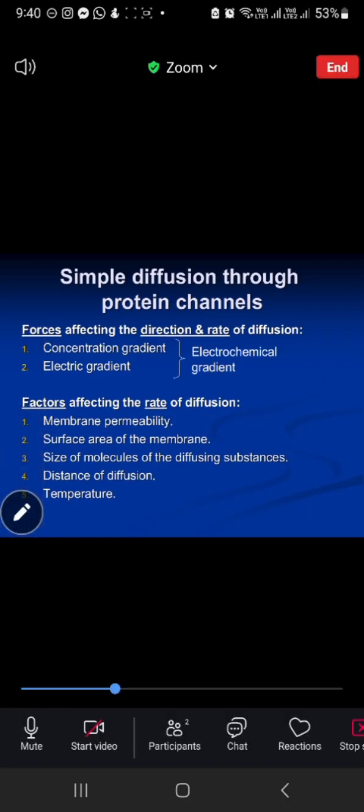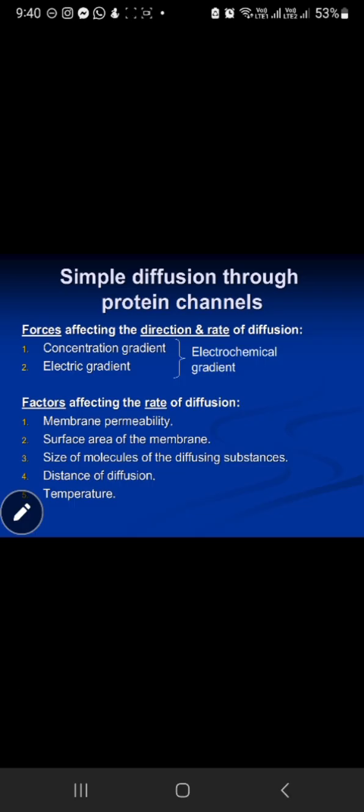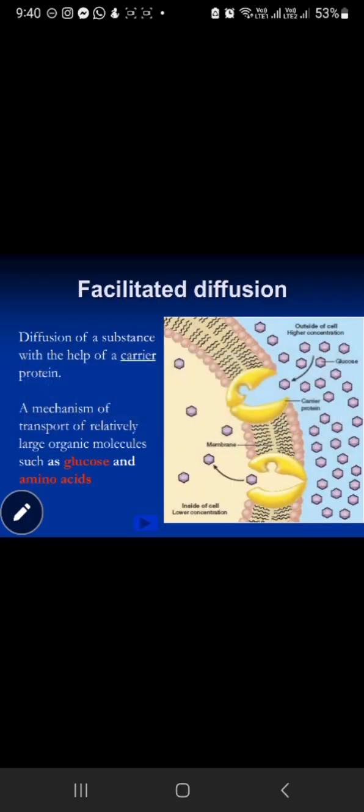Okay. So, also the distance of diffusion. If the membrane is too big, there is much distance to be covered for diffusion. And also, when there is higher temperature, the molecules gain energy from the heat and the diffusion rate increases.